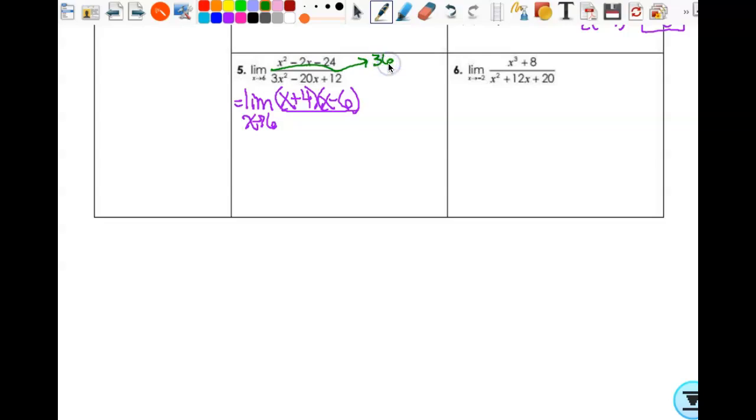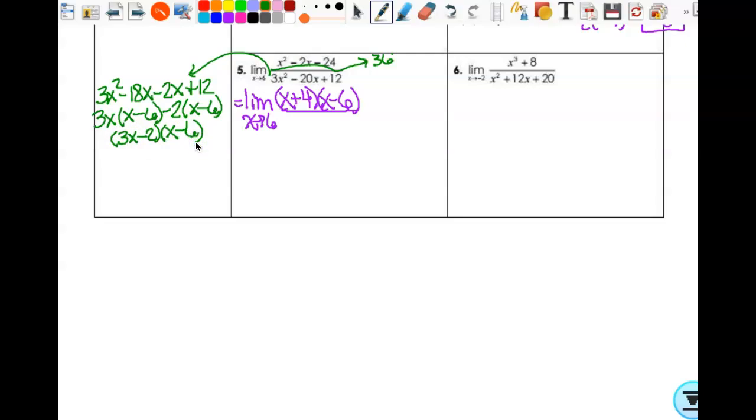So 3 times 12 is 36. So I'm going to come off to the side here and do my little factoring. I need 2 numbers that multiply to give me 36 and combine to give me negative 20. Negative 18 and negative 2. So negative 18x minus 2x plus 12. That'll give me 3x times x minus 6, and then minus 2 times x minus 6. So I get 3x minus 2 times x minus 6.